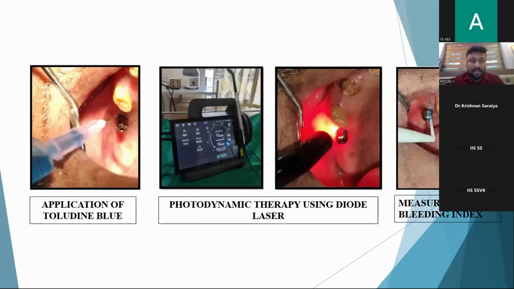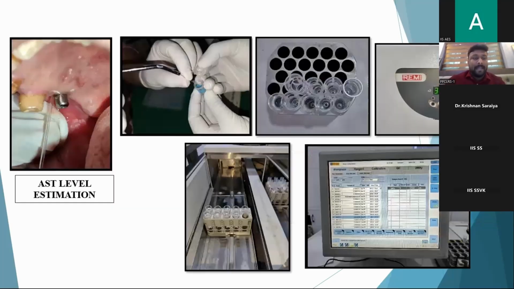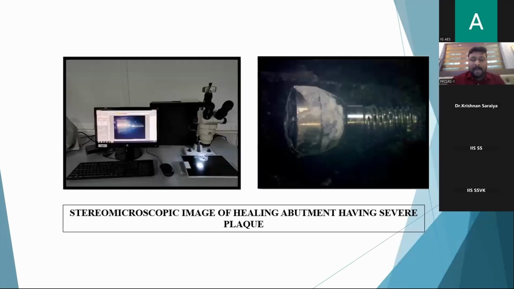This shows the clinical photos of my research, where implant exposure is done using laser and the healing abutment is placed. On the 7th day following healing abutment placement, the photosensitizer toluidine blue is added, which is followed by photodynamic therapy. On the 14th day following the therapy, inflammatory status was determined by using the modified bleeding index, and AST estimation was carried out using an autoanalyzer. The healing abutment was then removed and subjected to stereomicroscopic examination.